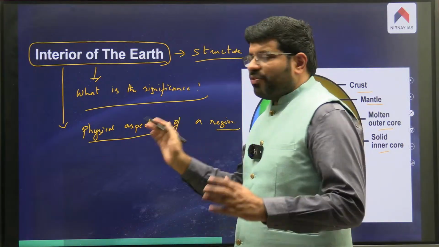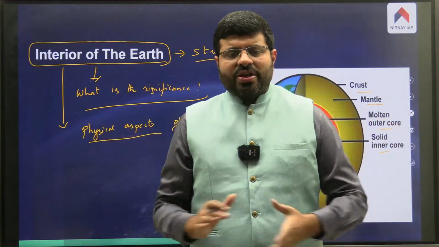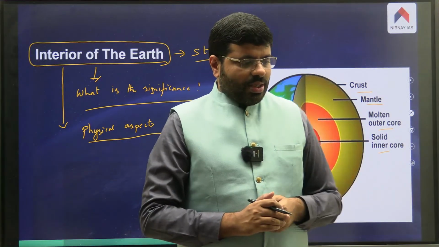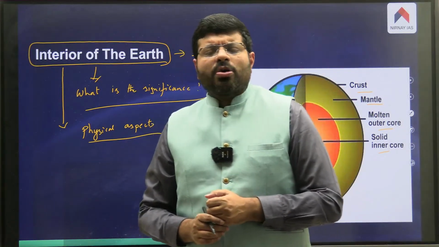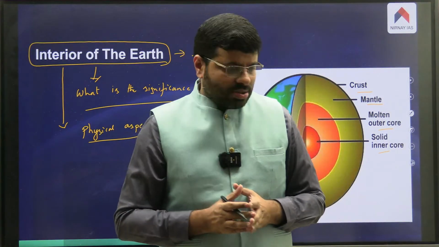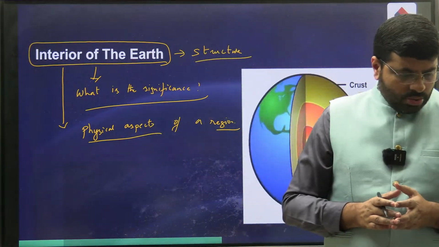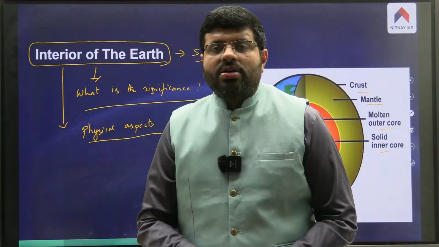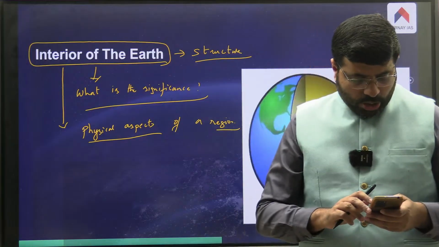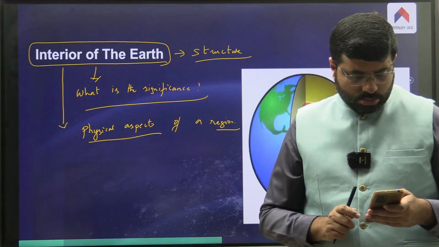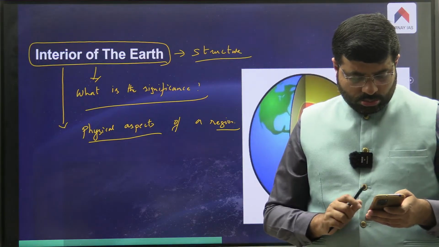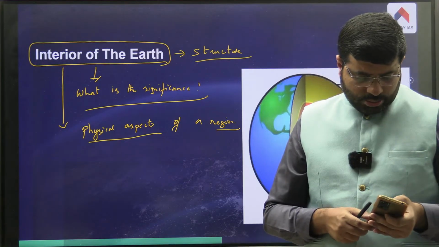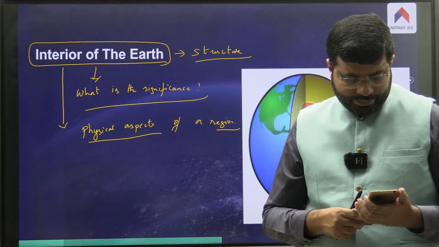The physical aspects of a region which we are finding at the surface, we will get to know based on what is happening in the earth's interior. You take a region like Japan. What is Japan prominent for in terms of geographical phenomena? Anyone of you? Can you tell me what Japan is prominent for in terms of geographical phenomena? Come on, quick.